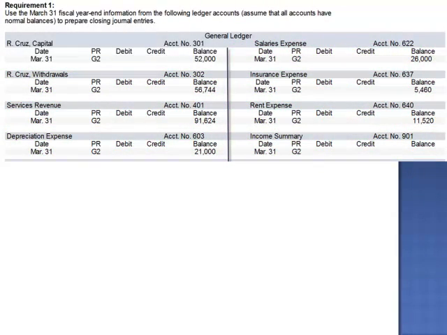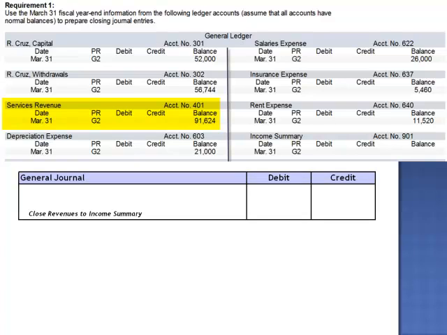And we're going to start, just like we did on the income statement, with our revenues. Revenues have normal credit balances, as their purpose is to increase equity. So to close a credit balance in the revenue account, we will debit service revenue for its balance, $91,624, and transfer the dollars to income summary, crediting income summary for $91,624.